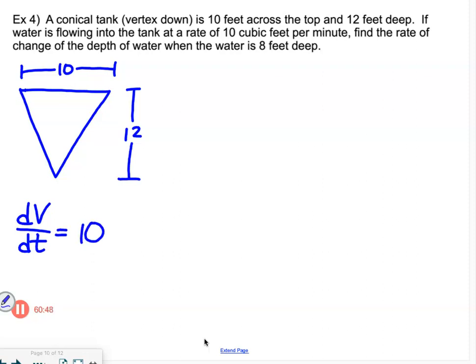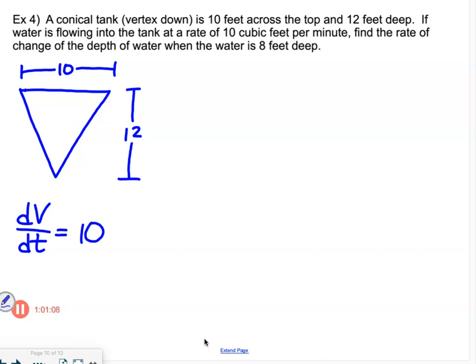When I talk about dV/dt, am I talking about the rate of change of the volume of the tank or the rate of change of the volume of water in the tank? Water in the tank. Do you all understand that? Because the tank doesn't change, but the water inside changes.